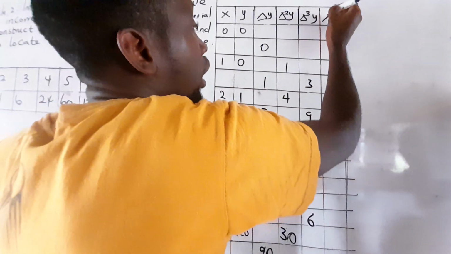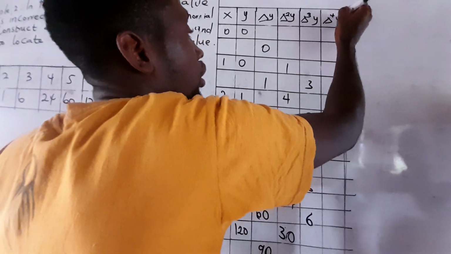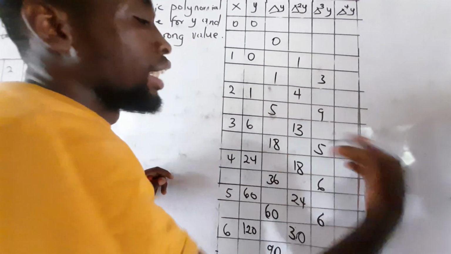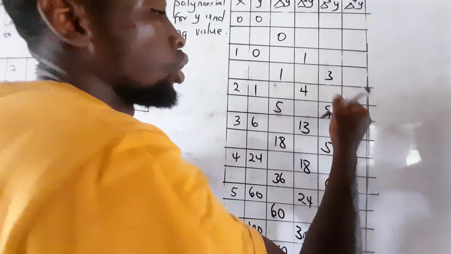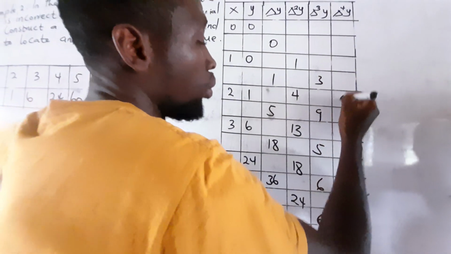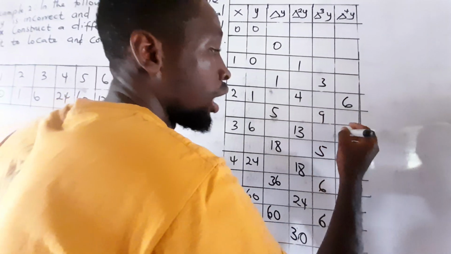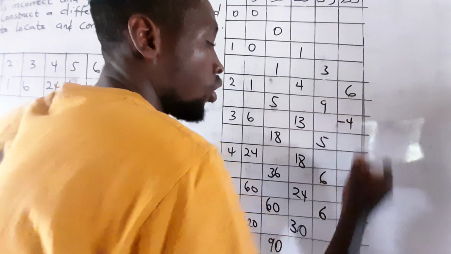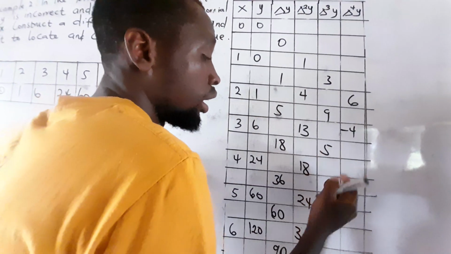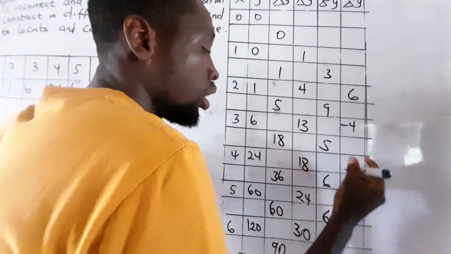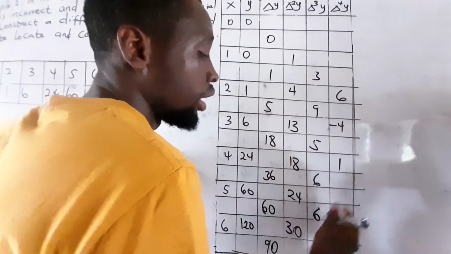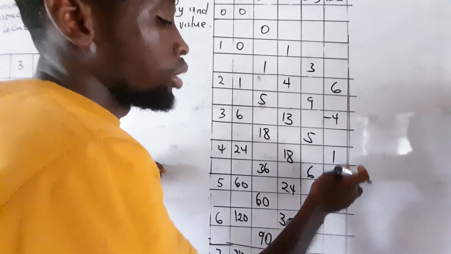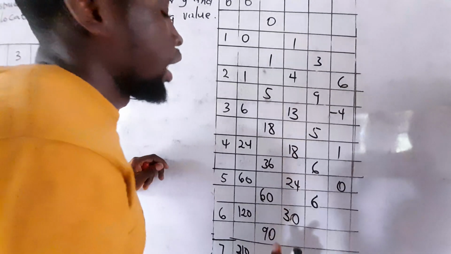However, let me find the fourth difference. All must be 0, but because one value is in error, it's affecting each of them. So 9 minus 3 will be 6. 5 minus this 9 will be negative 4. Then 6 minus 5, that will be 1. Then 6 minus 6 is 0. So you see the whole thing, only one is 0. That means all these values are in error.